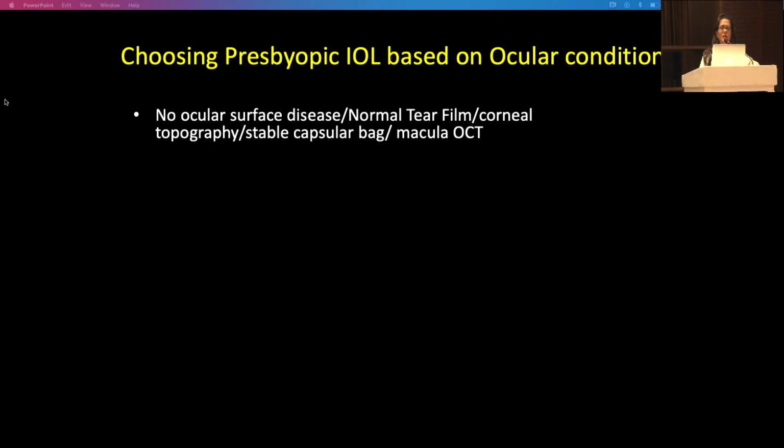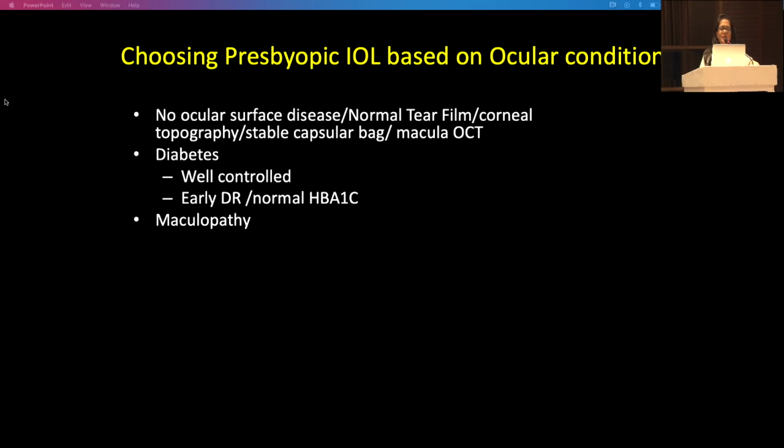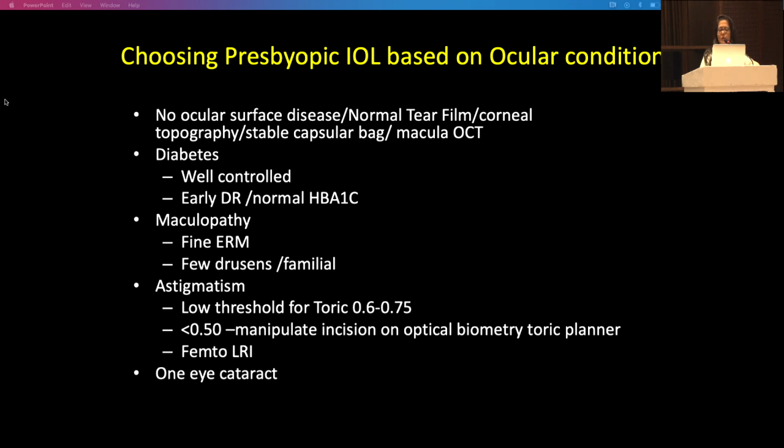Based on ocular condition, as this is a repeat of what I said, pseudoexfoliation, zonular laxity, you would be wary of doing presbyopic IOLs initially, because the centration is very important. Diabetic patients can be taken up for presbyopic IOL if they are well controlled. It's not a contraindication. Similarly, early glaucomas are not a contraindication. Fine ERMs, very few drusen which are familial, non-progressive, again can be taken up for presbyopic. Low threshold initially, keep patients who don't have that much astigmatism.